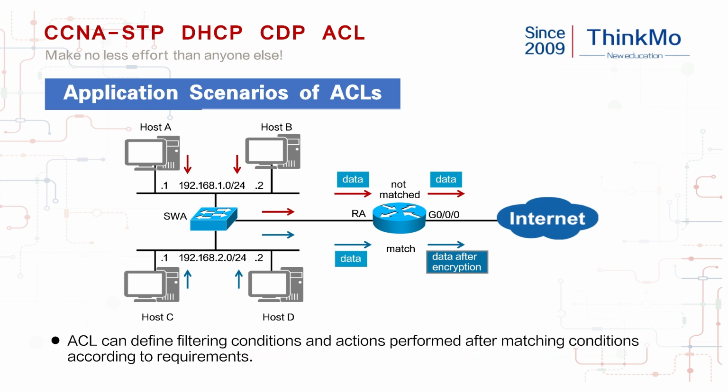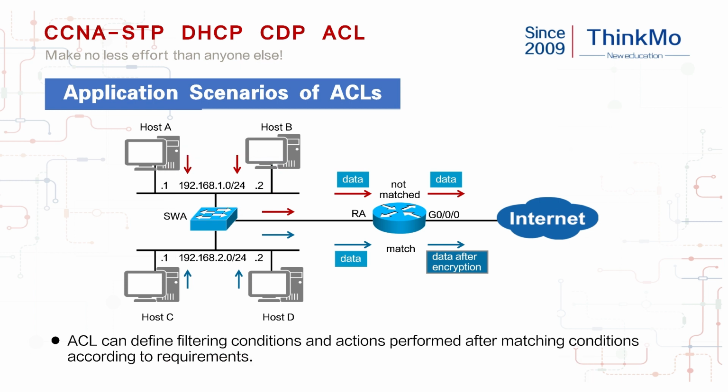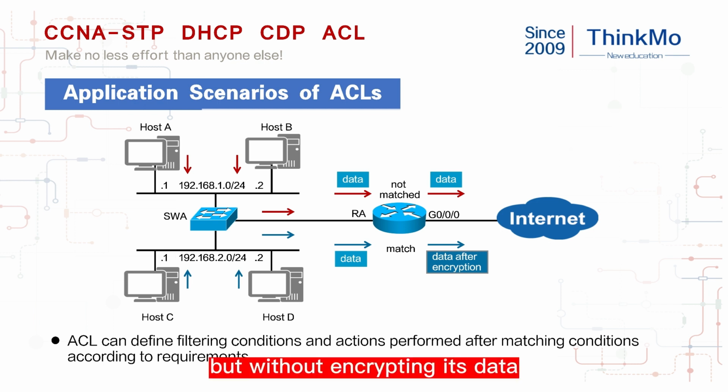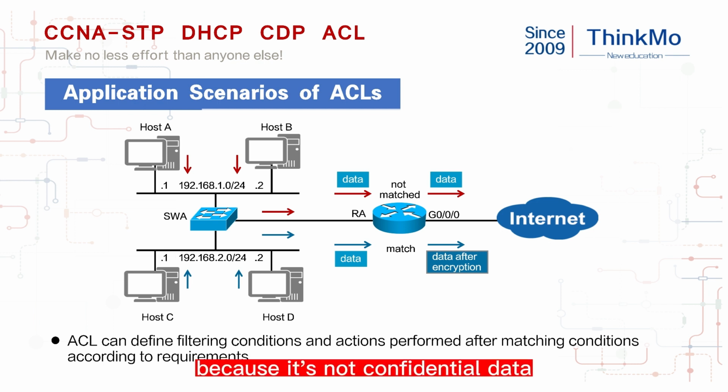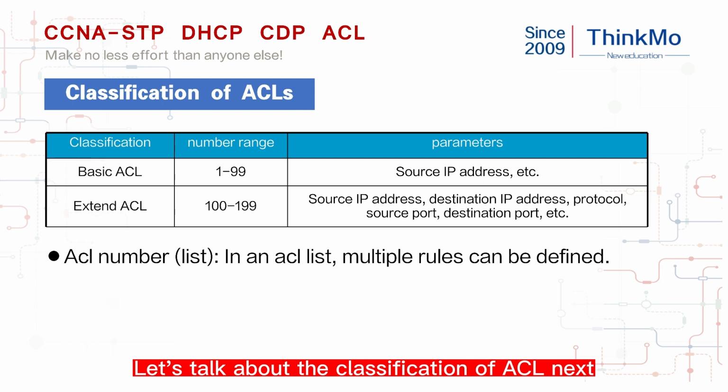That's normal. The traffic coming from this network segment will go online normally. Also take the internet, but without encrypting its data, because it's not confidential data. This is the application scenario of the ACL we mentioned. Let's talk about the classification of ACL next.